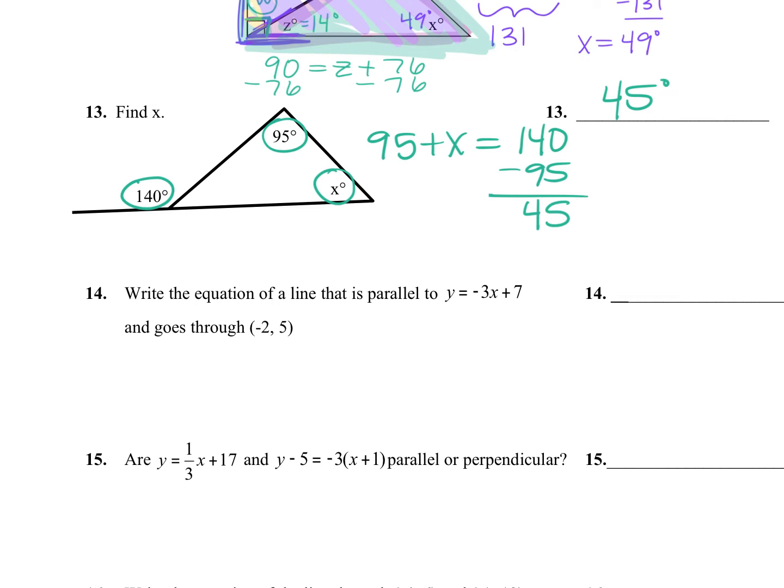But let's say you don't like that, or you don't remember the shortcut. Take a look at this. I know that I have a triangle right here, and a triangle is always going to add up to 180. Well, I don't know this bottom angle, but I can find it. Do you see how you can find it?